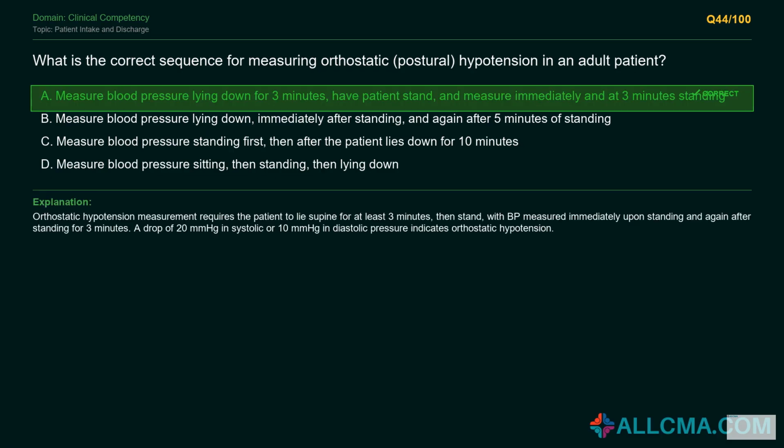The correct answer is A. Orthostatic hypotension measurement requires the patient to lie supine for at least 3 minutes, then stand, with BP measured immediately upon standing and again after standing for 3 minutes. A drop of 20 millimeters of mercury in systolic or 10 millimeters of mercury in diastolic pressure indicates orthostatic hypotension.